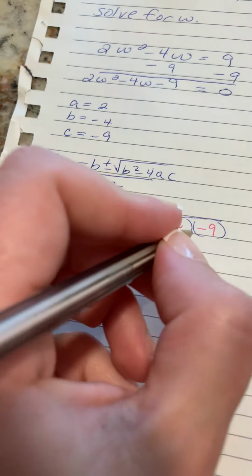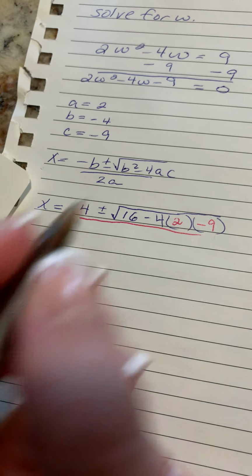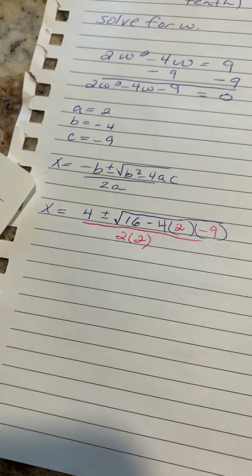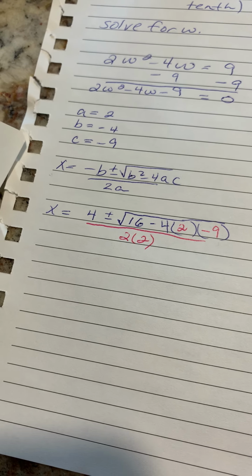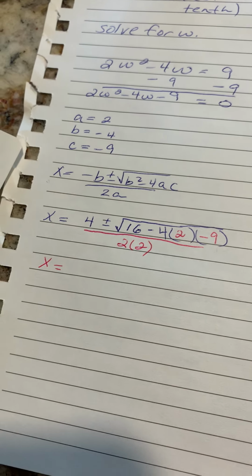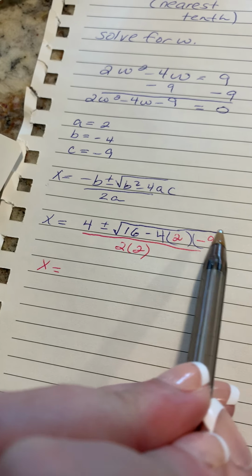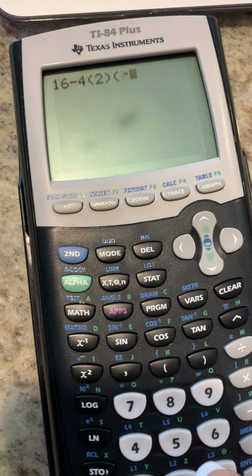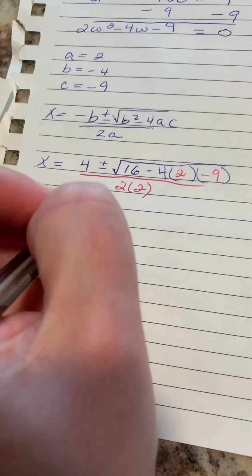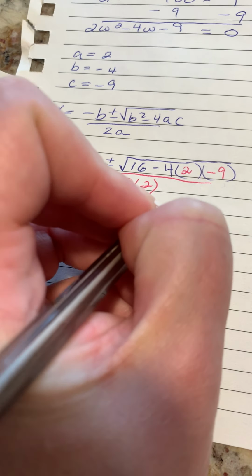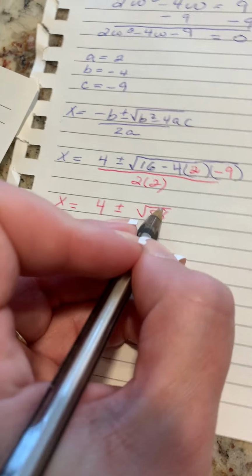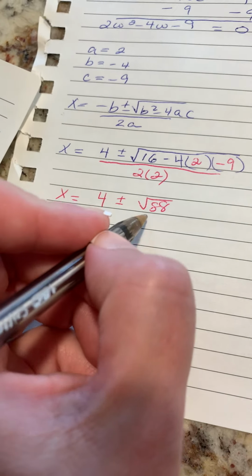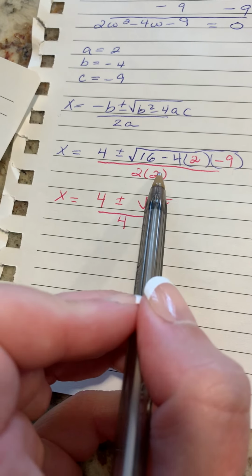So that's the top. And then the bottom is going to be 2 times a, so 2 times 2, which we know is 4. We can change that later if we want. Remember from the other video, you have to figure out what is underneath the radical by putting it into the calculator. So I'm going to type in 16 minus 4 parentheses 2 parentheses negative 9, giving me 88. So it's the square root of 88. So it's 4 plus or minus the square root of 88, because that's what is underneath the radical. Keep the square root, don't do the square root in the calculator yet. And then over 4, because 2 times 2 is 4.